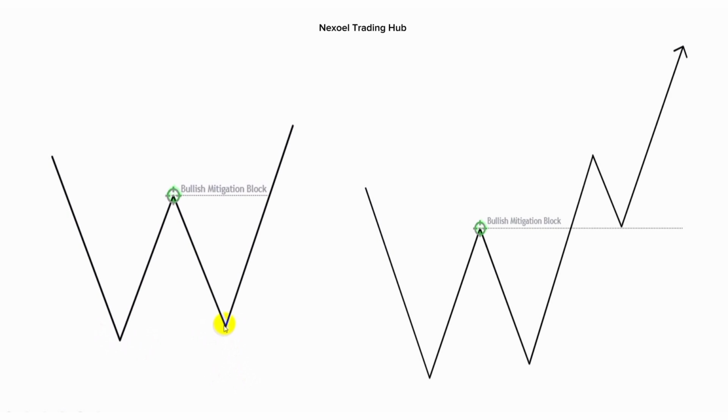And then price pushed to the upside and raided the swing high where we have the bearish order block. So the bearish order block is now going to act as a bullish mitigation block. It's going to reclaim price and then push price to the upside. So you can see that the mitigation block did not raid the swing low. The breakout block actually raids the swing low with either a value breaker structure or a liquidity swing.